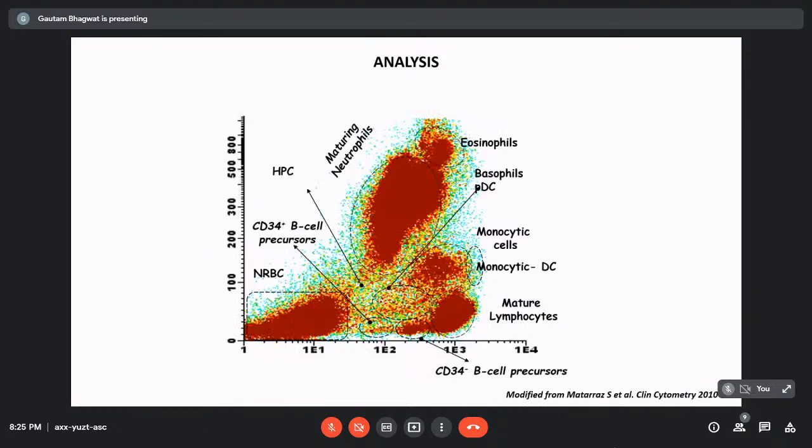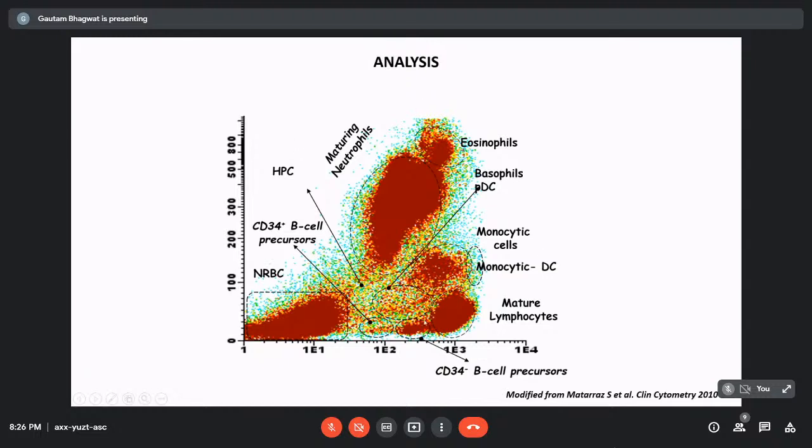This is a normal bone marrow, a beautiful picture showing almost all kinds of cells that we can have in a normal marrow. The NRBCs, the CD34 positive B cell precursors, the mature lymphocytes, the monocytes, the monocytic dendritic cells, the plasmacytoid dendritic cells, the mature neutrophils, the immature granulocytes or the myelocytes, metamyelocytes, monocytes and the eosinophils.